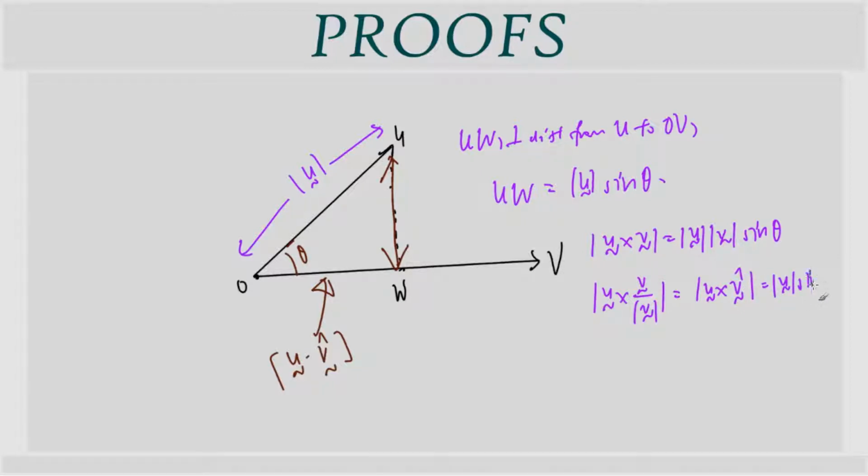And therefore, the overarching formula for the perpendicular distance, which is the opposite in this case of the right angle triangle, we get UW is equal to the modulus of U cross the unit vector of V, or the cross product of U and V over the modulus of V, whole thing modulus.